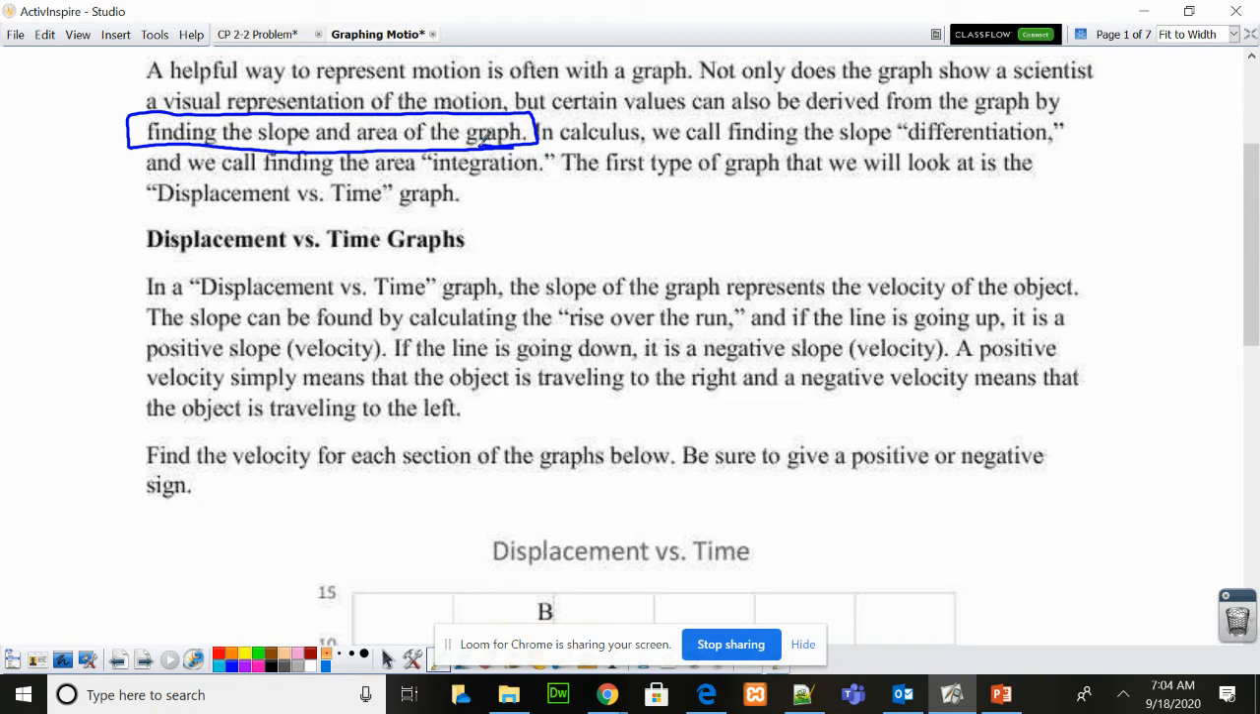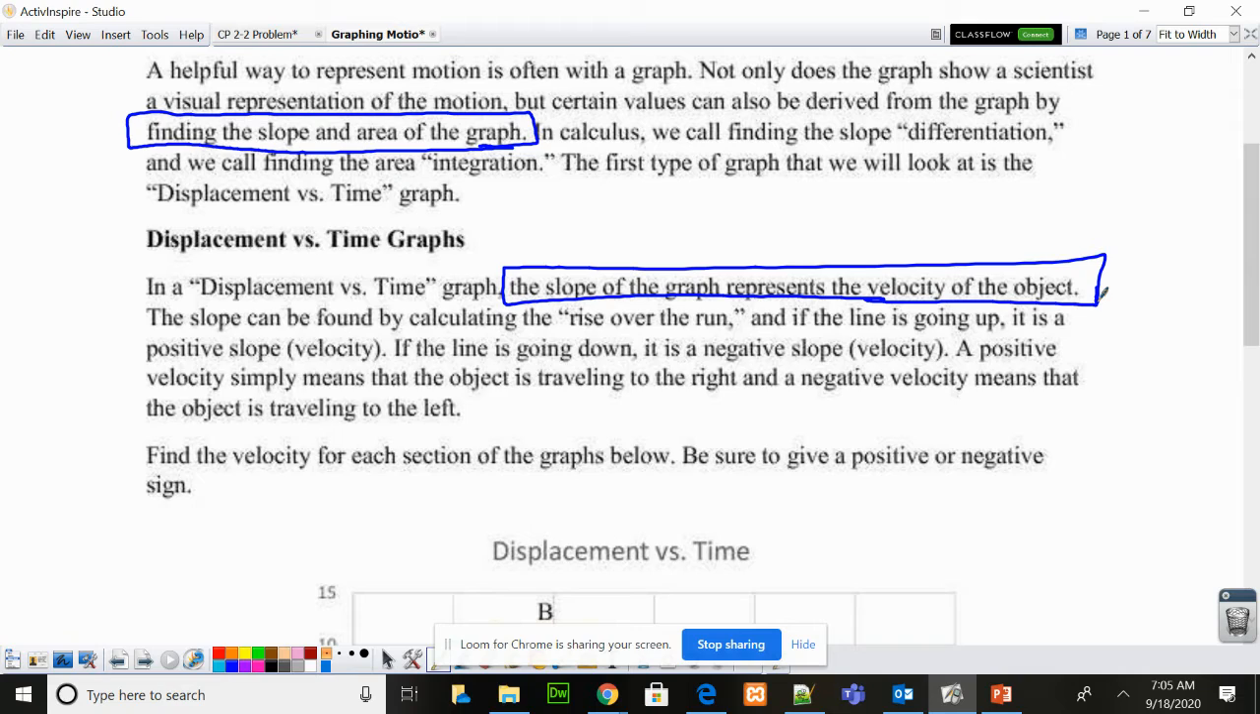In calculus, we call finding the slope of the graph differentiation, and we call finding the area integration. The first type of graph that we will look at is the displacement versus time graph. In a displacement versus time graph, the slope of the graph represents the velocity of the object. This is important to remember. You will see this question on tests and quizzes, and you'll be asked to calculate the velocity using a graph, and you'll need to know that you need to find the slope.